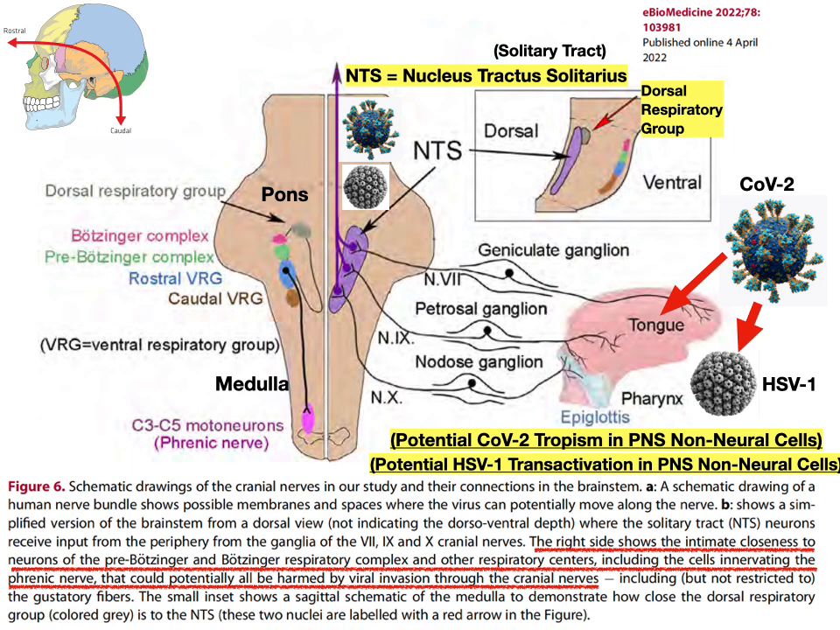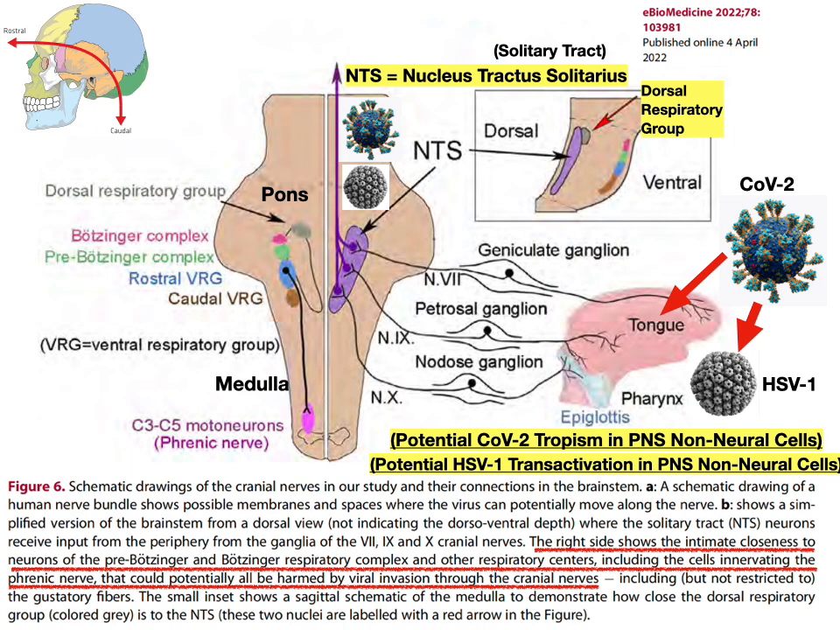The right side shows the intimate closeness to the neurons of the pre-Bötzinger and Bötzinger respiratory complex and other respiratory centers, including the cells innervating the phrenic nerve, that could potentially all be harmed by viral invasion through the cranial nerves, including but not restricted to the gustatory fibers, the taste fibers.